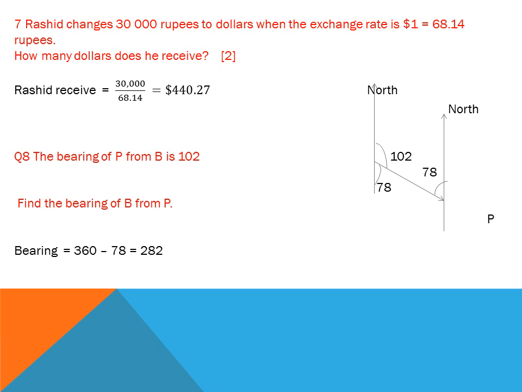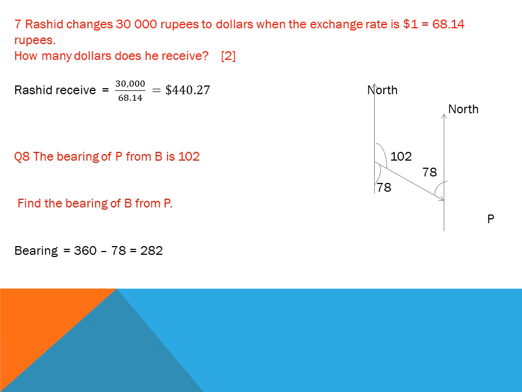How many dollars does he receive? Russia receives 30,000 over 68.14, which is equal to 440.27 dollars. Because the dollar is a larger denomination and rupees is a lesser value. When we move from the lesser value towards the higher value, we should divide. So we find that it is $440.27.